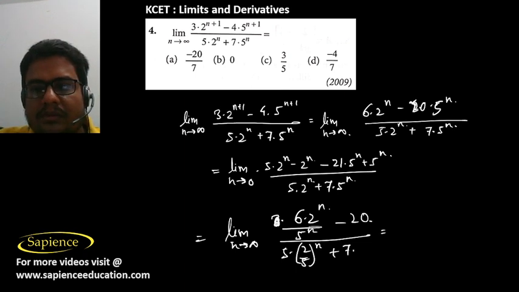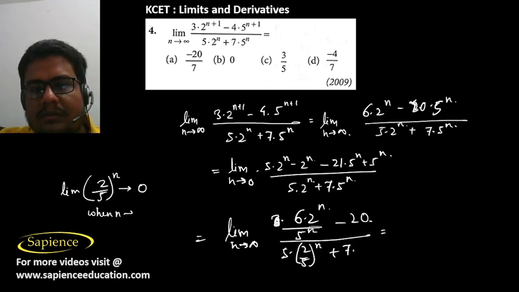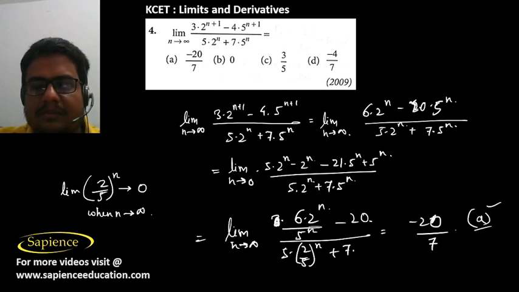So if n tends to infinity then (2 by 5) whole raised to n will tend to 0. So this will become 0, so the answer will be minus 20 by 7. So option A is the correct answer.